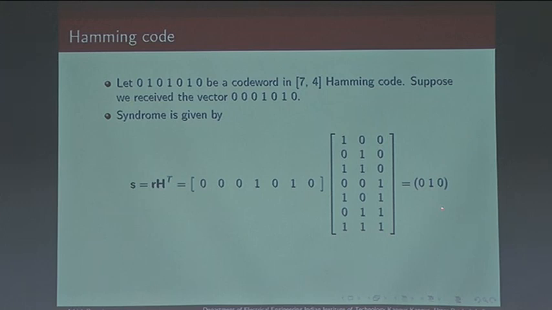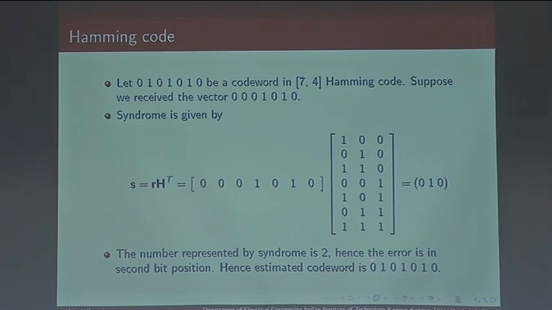Okay. Now, what is the syndrome coming out to be? 010. What is 010? 2. And that indeed is the location where the error was. So, we know from the syndrome that the error is in the second bit. So, we will flip this bit, we will get back our original code. So, the number represented by the syndrome is 2 and hence the error is in the second bit. So, the estimated code word is given by this.